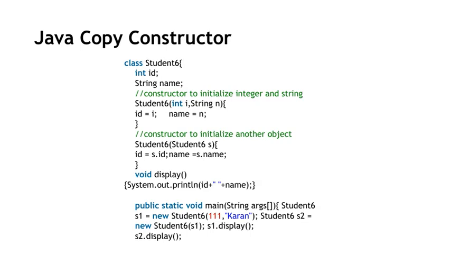Now let's take a look at the Java copy constructor. In this example, we have a class called Student6. It has 2 member variables, id and name. The first constructor initializes these variables with specific values, like an ID and a name.